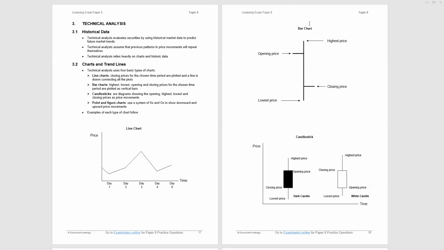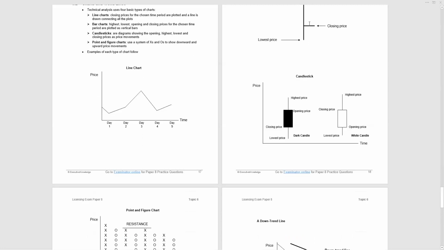The candlestick chart, two ways of depicting it. One, we fill in the box, referred to as a dark candle, and one we leave blank, the white candle. And there, again similar to the bar chart, we're showing the highest price, the lowest price, and the difference between opening and closing price during the day.